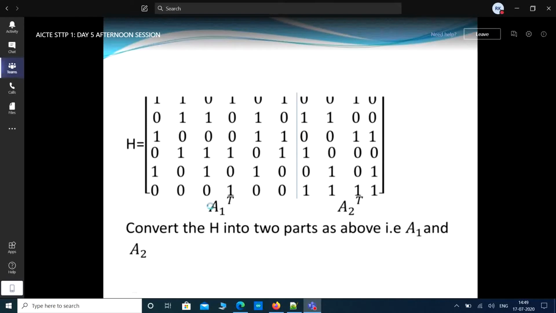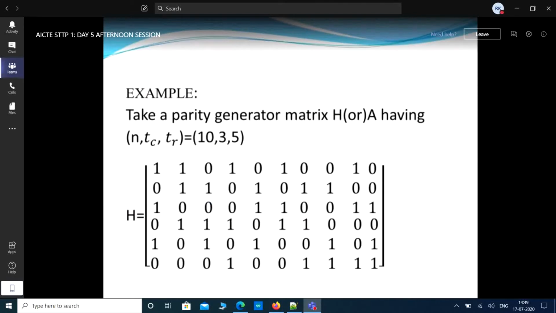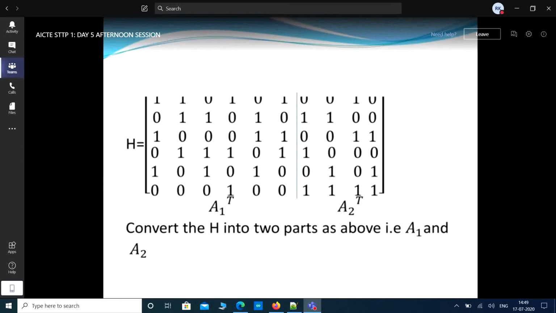Whatever H is, it is divided into an n minus k by n minus k matrix, and this is a k by n minus k matrix. K is equal to 4, and n minus k is 6. So this is a 4 by 6 or 6 by 4 matrix, and this is a 6 by 6 matrix. It is divided into two matrices. The left side matrix is A1 and the right side is A2. That is the next step.